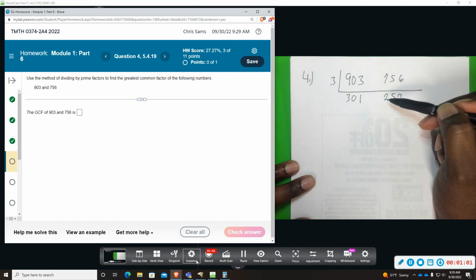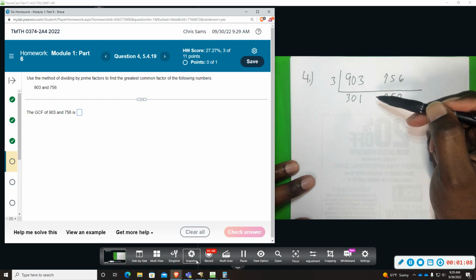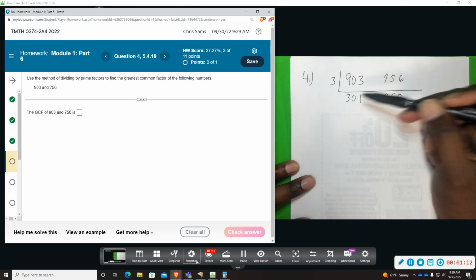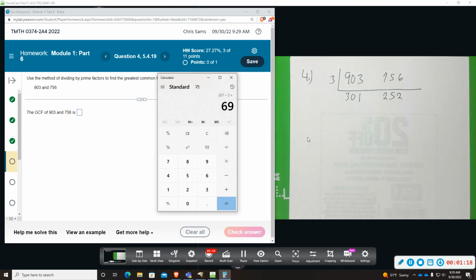I would have to play with some numbers now, because 301 is not an easy number to see. So let's just play calculator. I would have to try some odd numbers. Whenever I get something odd like that, I would have to try some odd numbers. So let's do 301 divided by 7, and it does work.